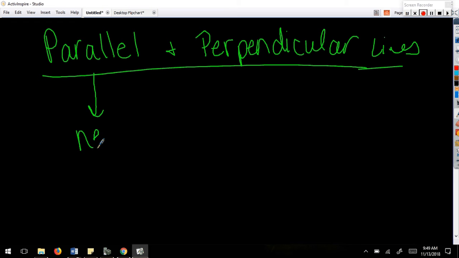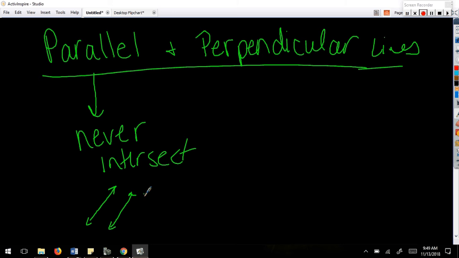Parallel lines never intersect. You're exactly right. They go on forever and ever, and they never intersect. They look something like this, but we're not going to assume lines are parallel without justifying algebraically, and we'll get to that. But we do know that parallel lines never intersect.